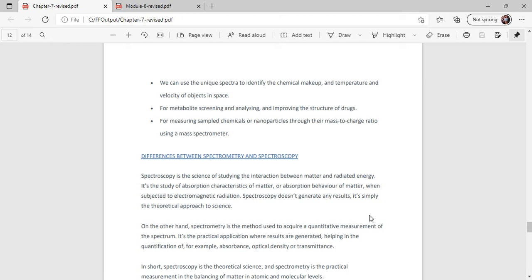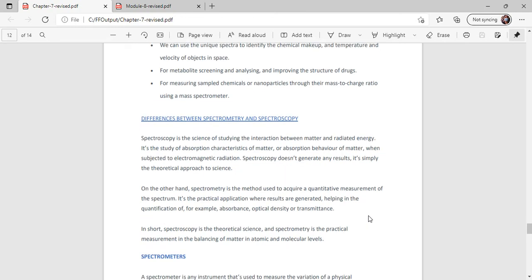In astronomy, we can use the unique spectra to identify the chemical makeup, temperature, and velocities of objects in space. In medicine, it is used for metabolite screening and analysis, and for improving the structure of drugs. It is also used for measuring sampled chemicals or nanoparticles through the mass-to-charge ratio using a mass spectrometer. Then you have here the difference between spectrometry and spectroscopy.